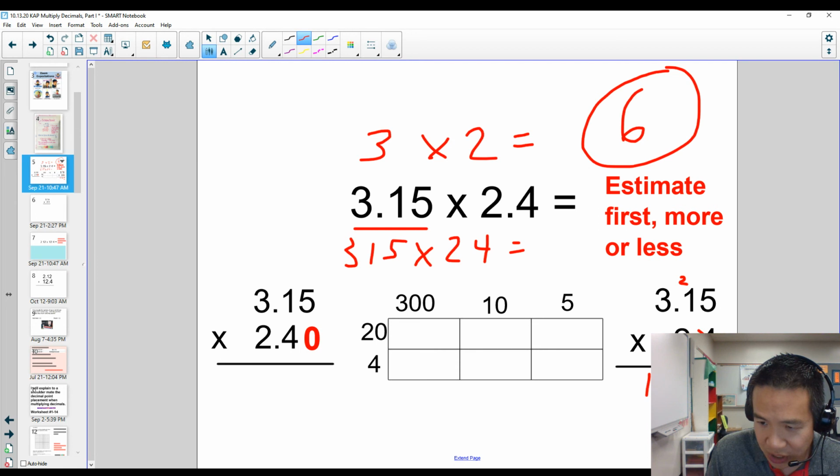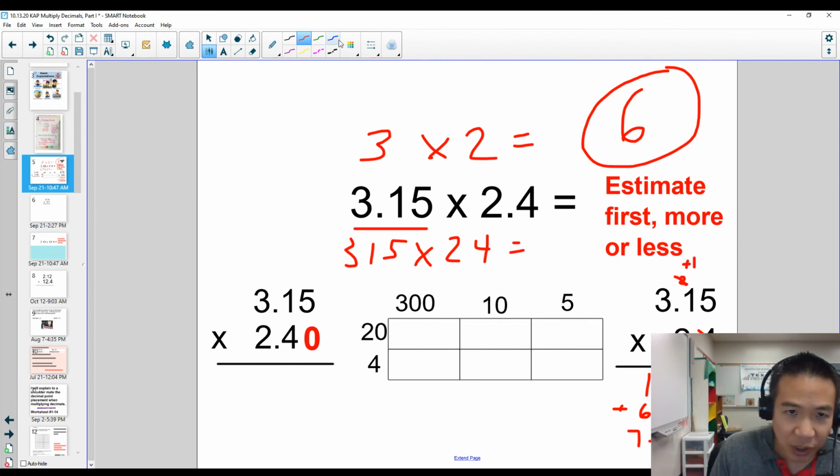So 2 times 5 is 10, carry the 1. 2 times 1 is 2 plus 1 is 3. 2 times 3 is 6. If I add this up, it will add up to 0, 6, 2 plus 3 is 5, 7,560. But where does the decimal point go?